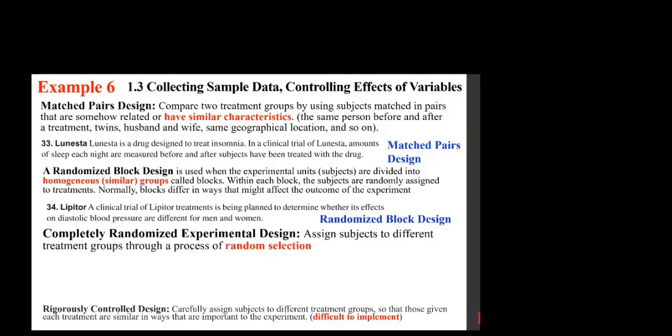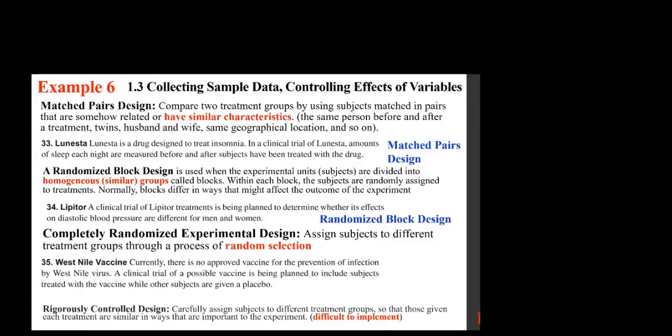Completely randomized experimental design. Assign subjects to different treatment groups through a process of random selection. West Nile vaccine. Currently, there is no approved vaccine for the prevention of infection by West Nile virus. A clinical trial of a possible vaccine is being planned to include subjects treated with the vaccine while other subjects are given a placebo. So this is a completely randomized experiment design. Now, when we look at the next page and it's coming up, we have really a good illustration of this.